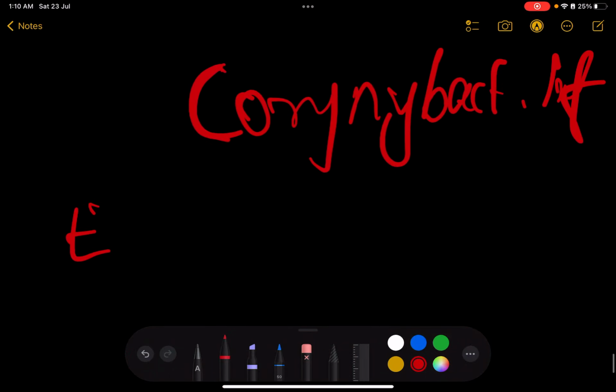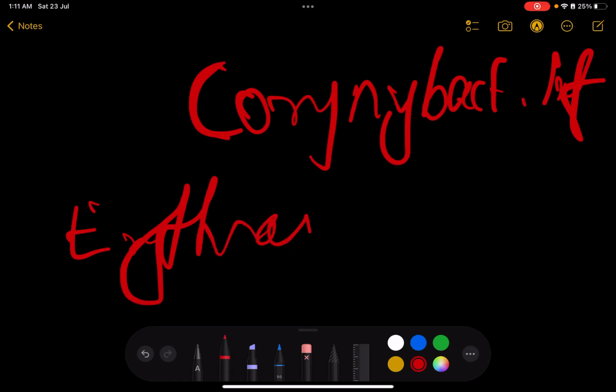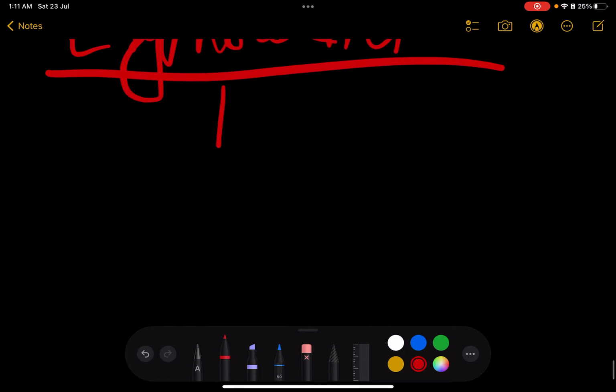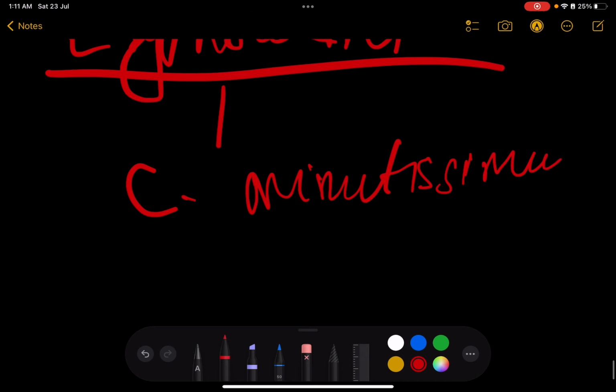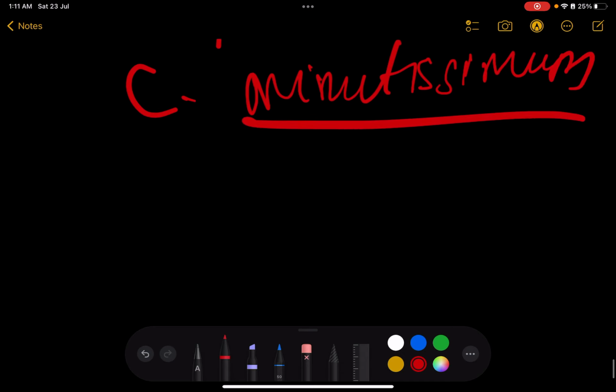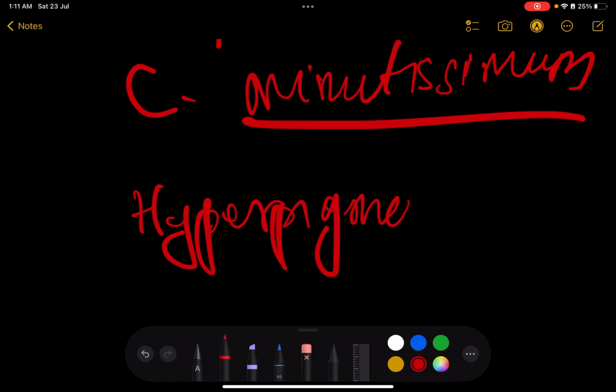Now coming to Corynebacterium infections, we have something called erythrasma. Erythrasma is caused by Corynebacterium minutissimum. All right, what is the lesion like? It's going to be hyperpigmented macules. It's going to be hyperpigmentation.